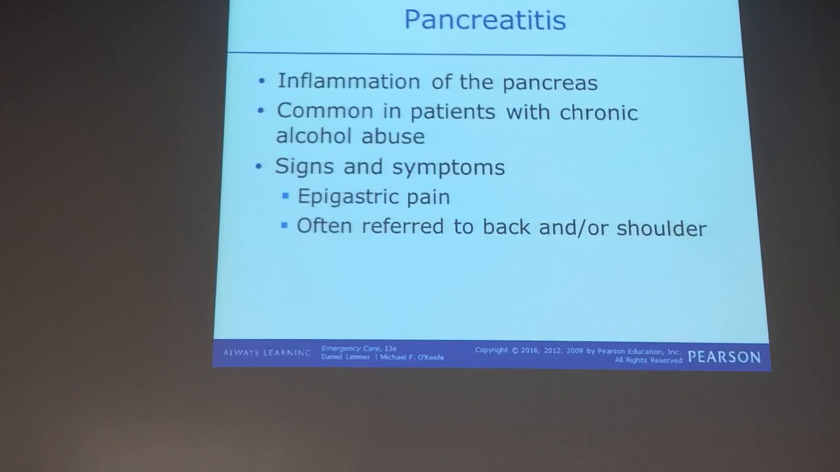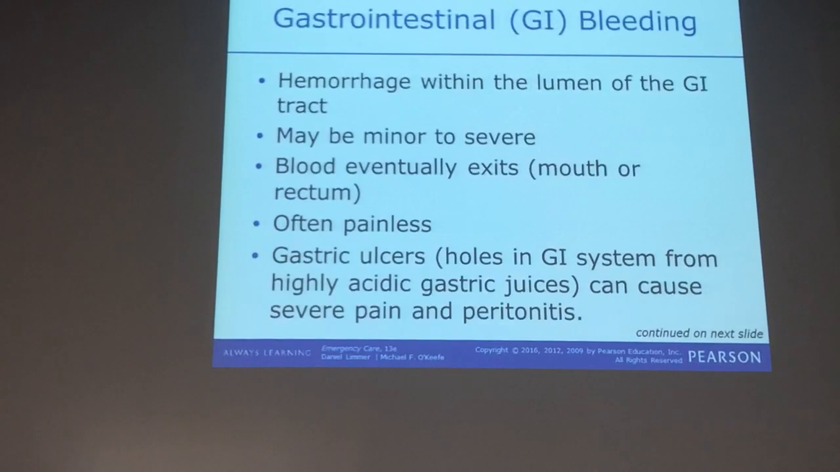Pancreatitis is inflammation of the pancreas. It's common in patients with chronic alcohol abuse. So earlier, last chapter, I think we were talking about alcohol abuse and how it can have other effects on you. Well, here you go. Okay, you can have pancreatitis. Signs and symptoms: epigastric pain, often referred to the back and or shoulder.